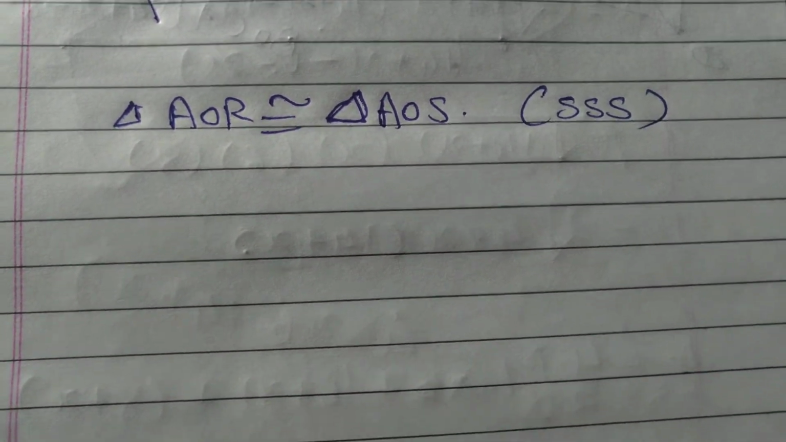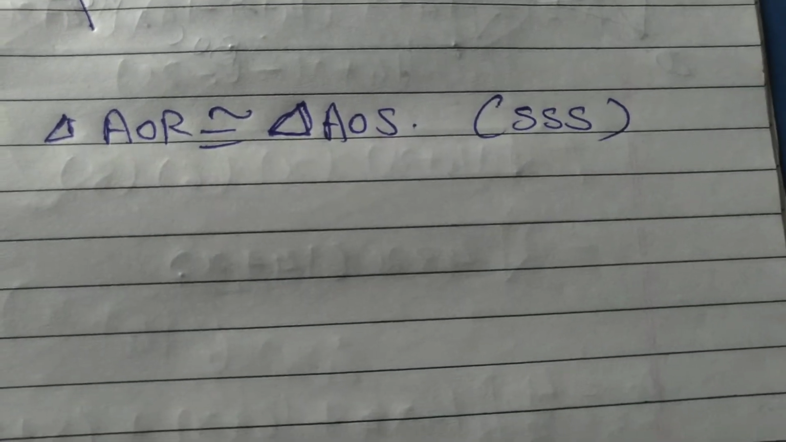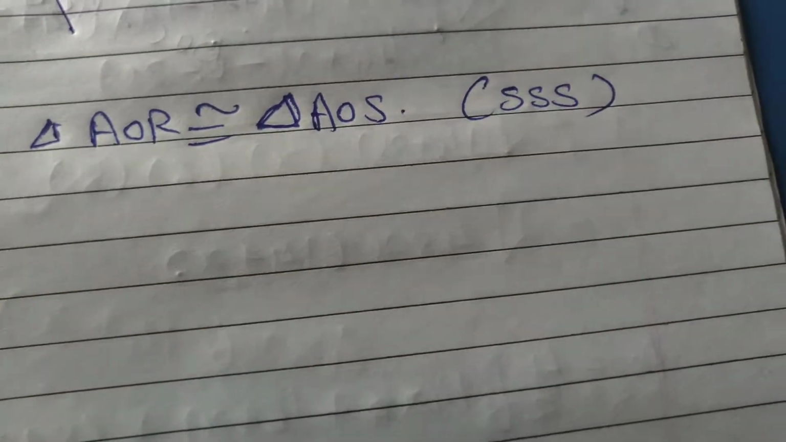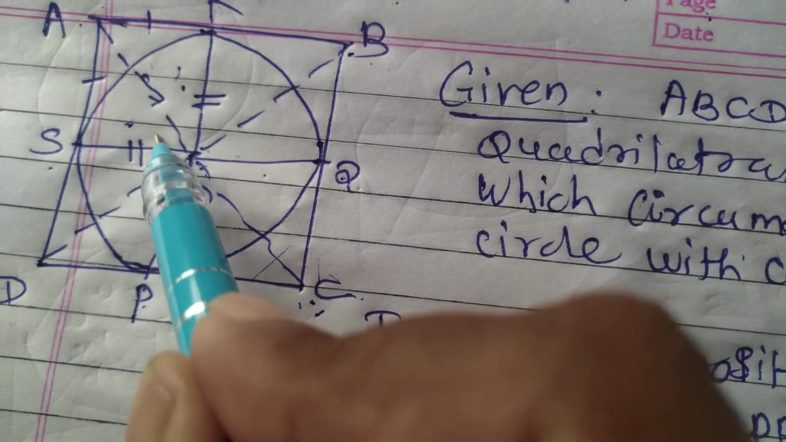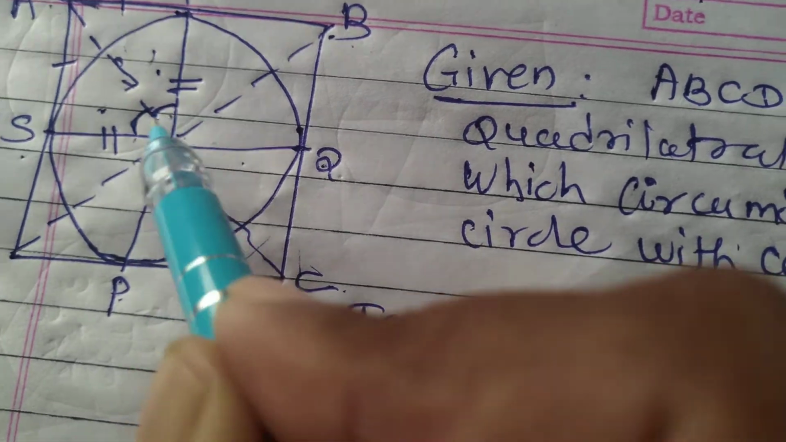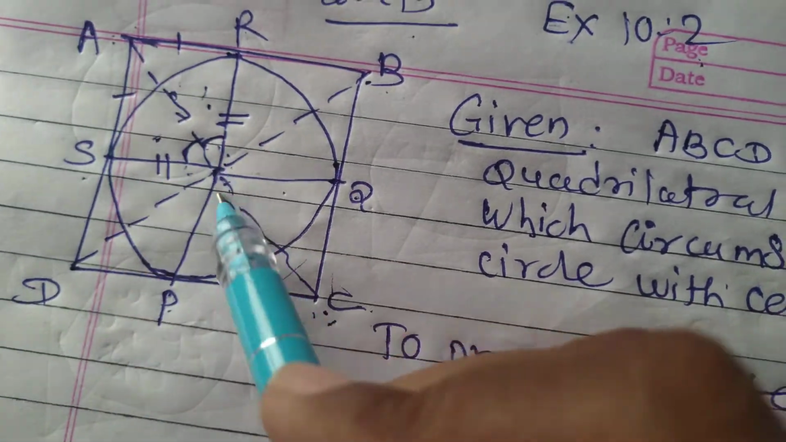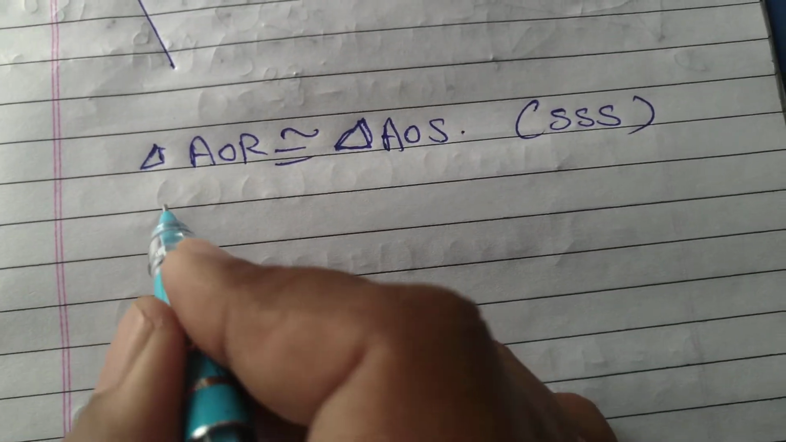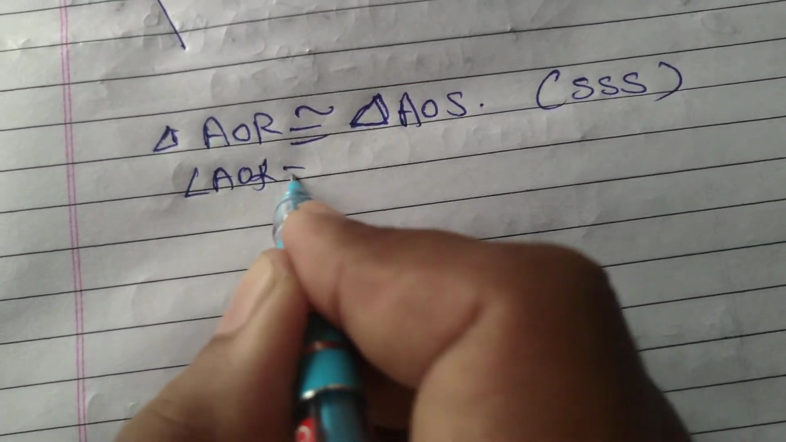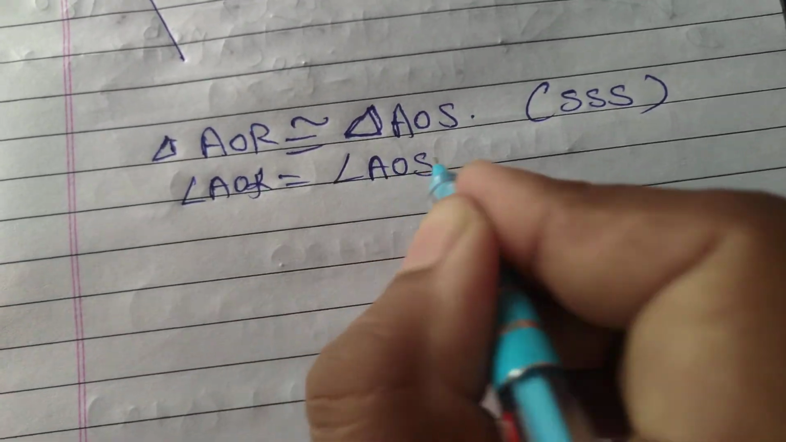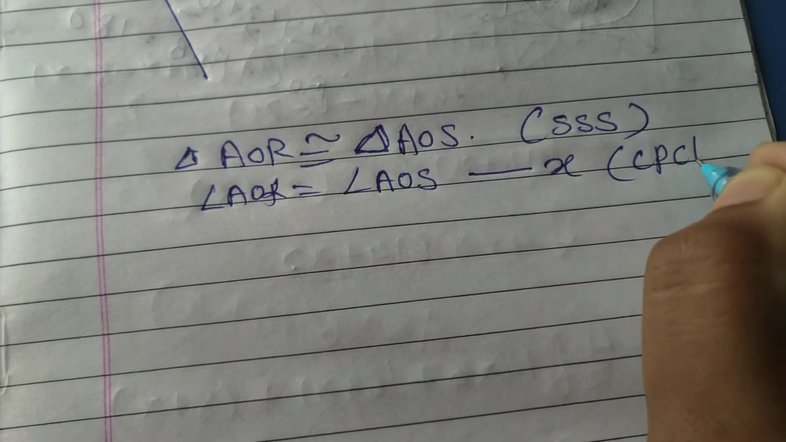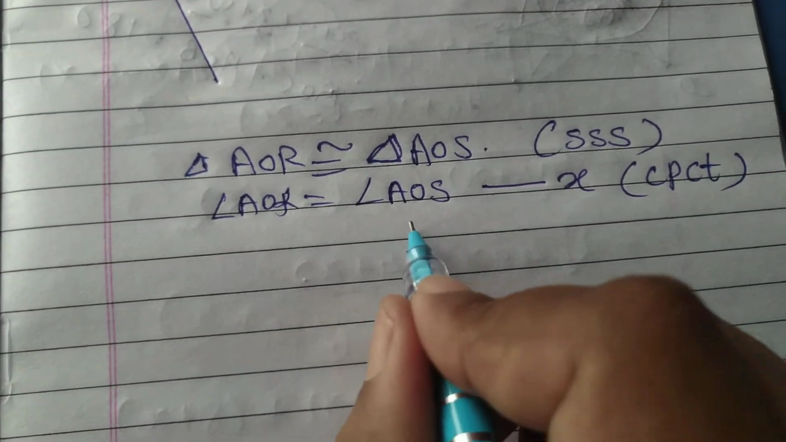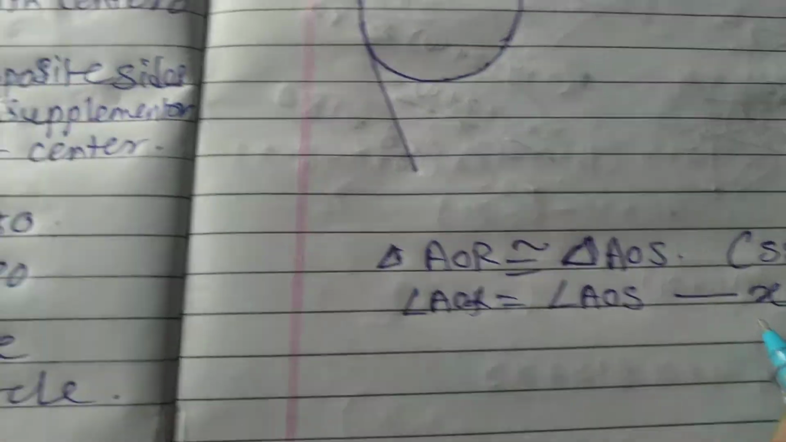By SSS criteria the triangles are congruent, and if the triangles are congruent we can write that corresponding angles are equal. This angle and this angle are the corresponding angles, which are also equal. Angle AOR equals angle AOS, and let the measure of that angle be x. For simplicity you can write that these two angles are equal, and let the measure of that angle be x.